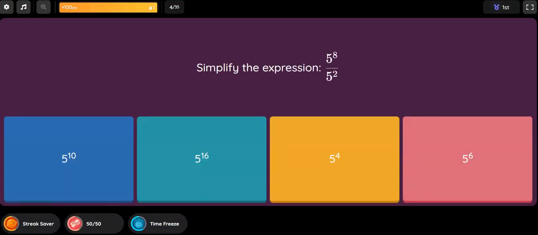In this problem, we're dividing like bases. Keep the base the same, and you subtract the powers. 8 minus 2 is 6. 5 to the 6th power.